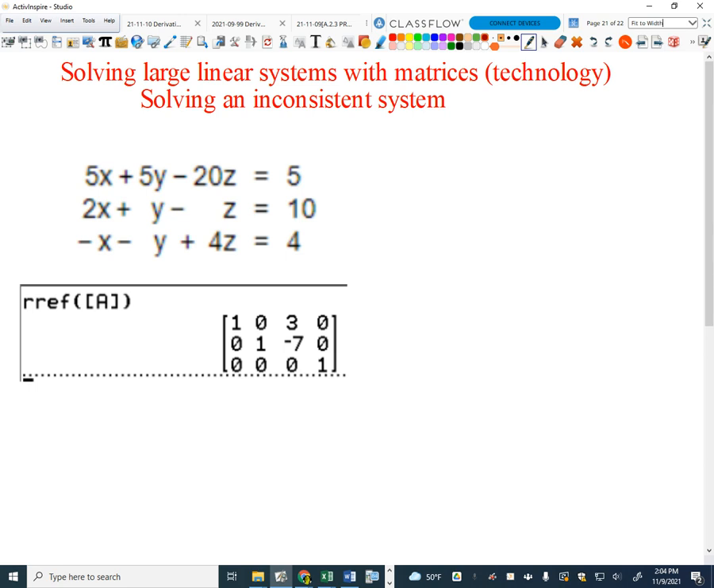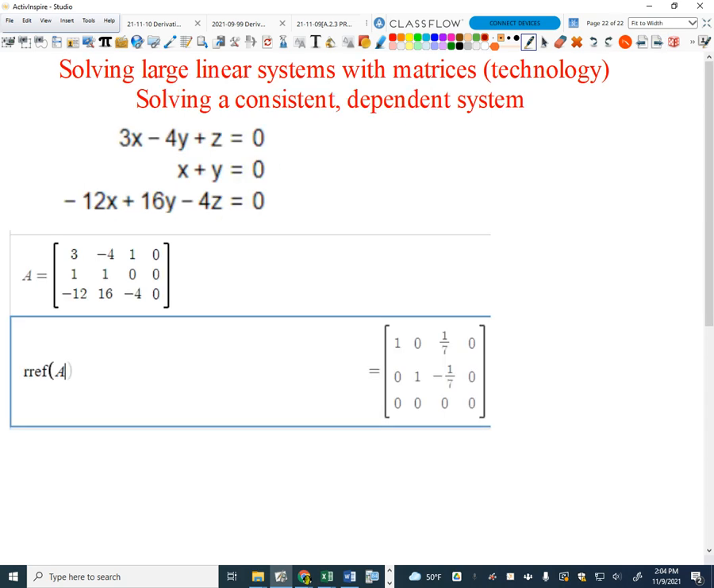Third one. Third one makes no sense. Look what that's saying. 0x plus 0y plus 0z equals 1. So this is equivalent to saying 0 equals 1. How do we interpret that? It's false. So what kind of a system is this? Yeah, it's inconsistent, right? There's no solution. There's no intersection here, okay?